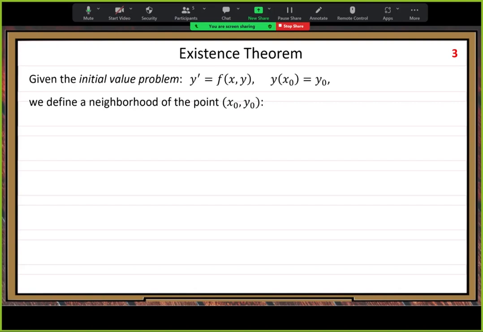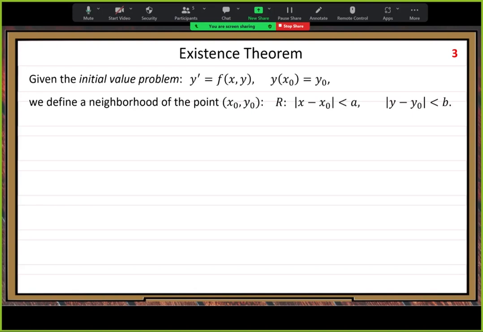For Y values we use range, so I try to avoid that confusion. But neighborhood is the formal name. Around this point, there is some small interval, so we call it a neighborhood. That's the terminology.